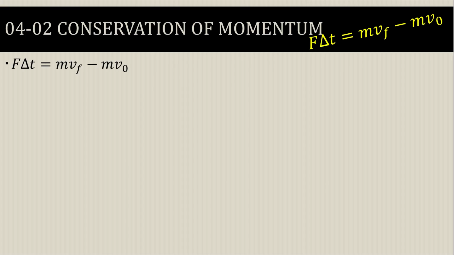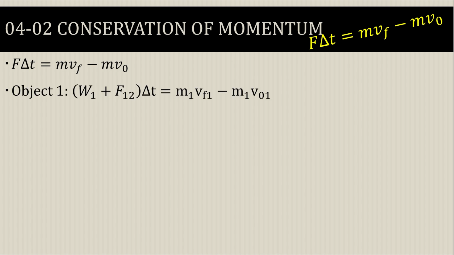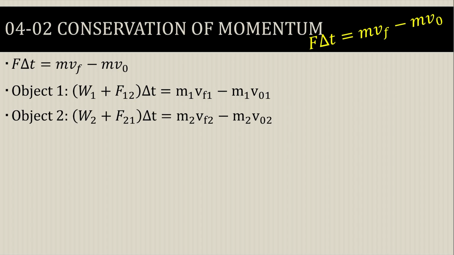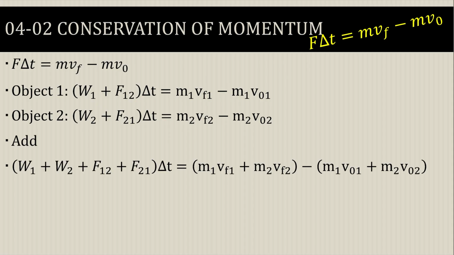If I take the impulse momentum theorem, the forces on object 1 are its weight and the force of the other ball hitting it. That equals its change in momentum. Object 2 is the same thing: its weight and the other ball hitting it, times time, equals its change in momentum. If I distribute the t and add these, I get all the forces times t, equals the final momentums minus the initial momentums. So this is the external forces plus the internal forces times t equals our change in momentum.